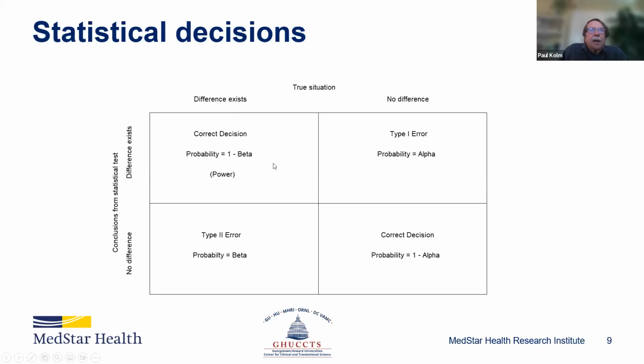And then the top left-hand cell here is what we're particularly interested in, because this is a correct decision. We conclude that there is a difference based on our statistical test, and there is a true difference in the population. And this probability is 1 minus beta, the type 2 error, and this is referred to as the power of our test.